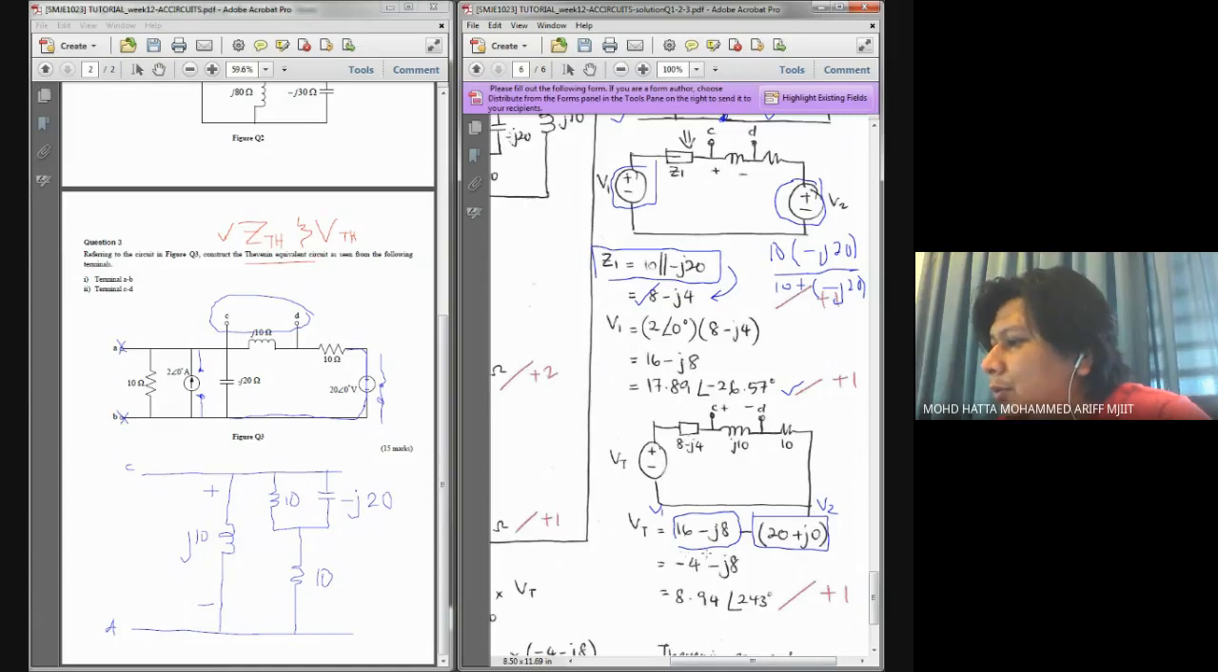Why did I put it this way? Because I would use summation and also subtraction in my calculation, so it is preferable that you use this rectangular form. So that's why I wrote it in rectangular form. But if you write it in polar form, that also can, doesn't matter. It's just a matter of how you process your calculation.